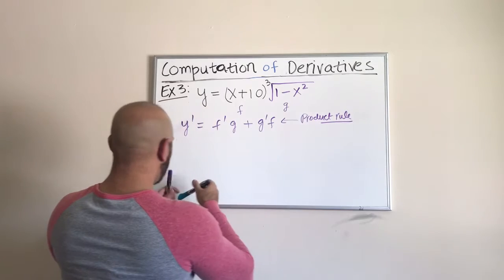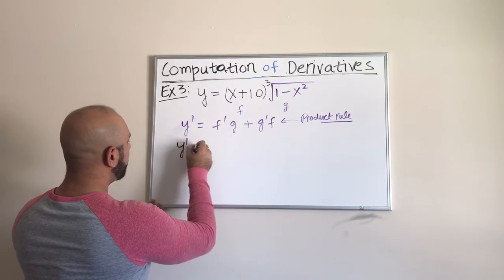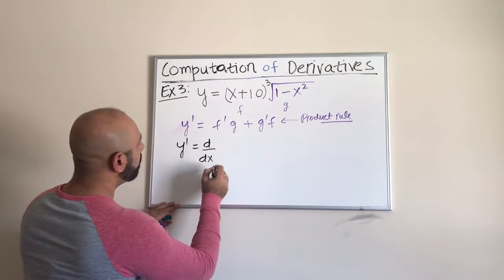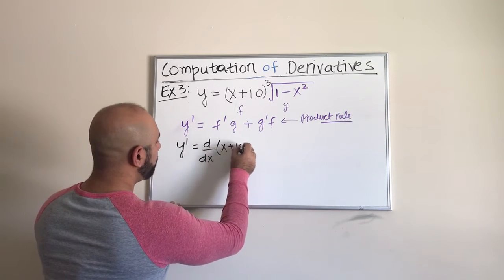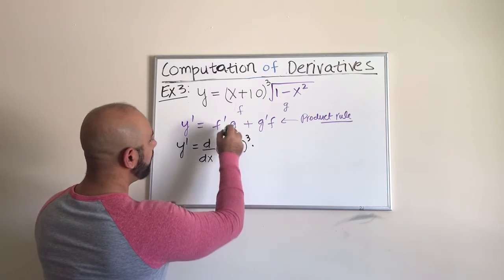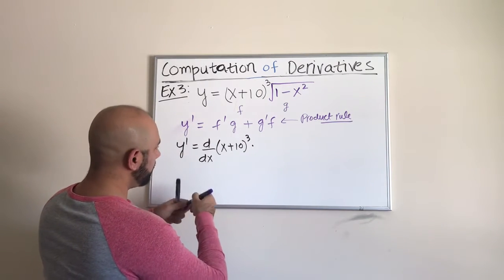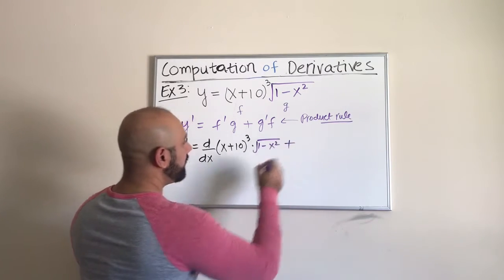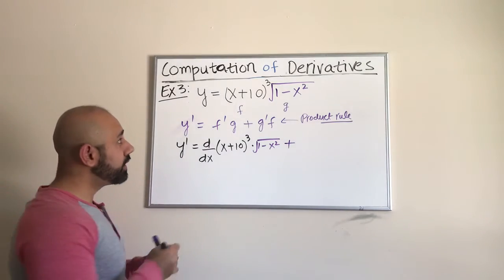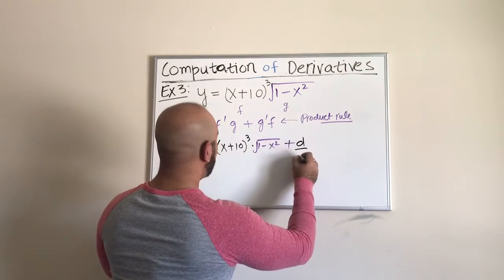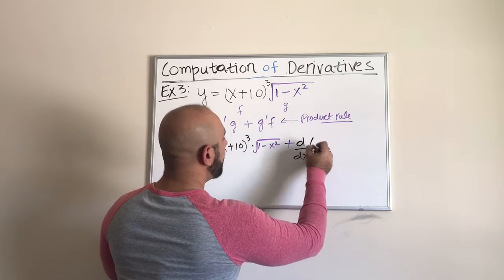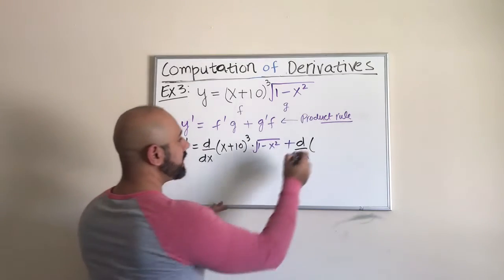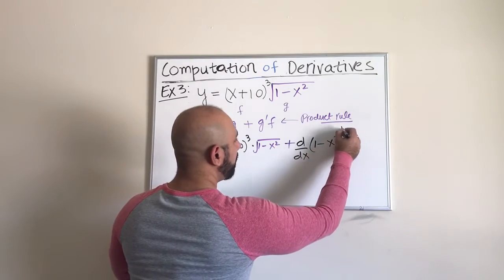Using the product rule, we are going to just apply it on this particular function. So we have to take the derivative of this. I'm going to write some steps here: d over dx of (x plus 10) to the power 3, and then I just have to multiply by the g function, which is the radical of 1 minus x squared, and then I have a plus, and then I have to take the derivative of the g function. In this case I'm first just going to rewrite the steps. So I'm going to write this radical in terms of an exponent: 1 minus x squared raised to the power 1/2.